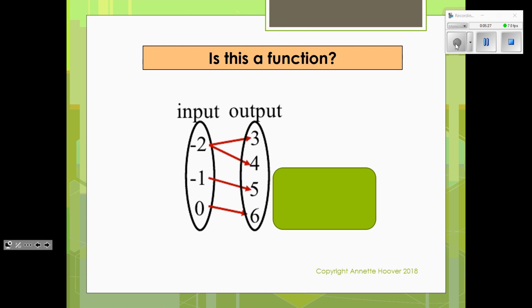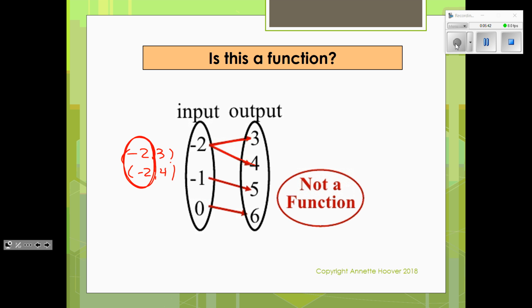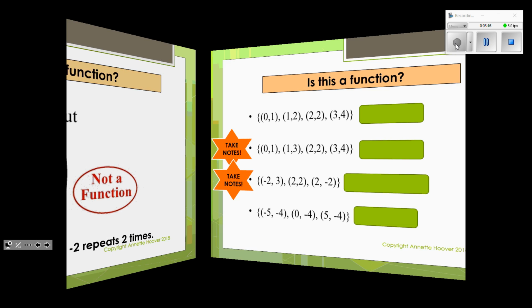Here we have the ordered pair -2, 3. But then we have -2, 4. I can stop right there. What happened here? You see that the X value, or the domain, repeated. So is this a function? No. The X cannot repeat for it to be a function.